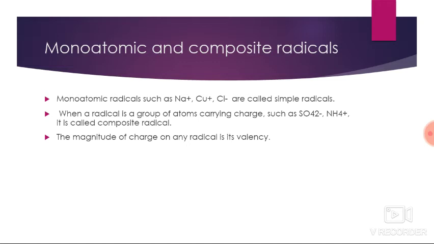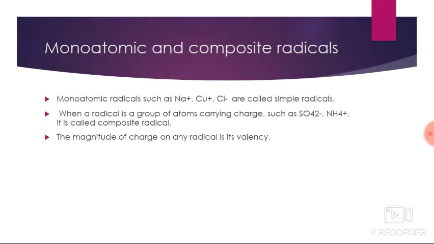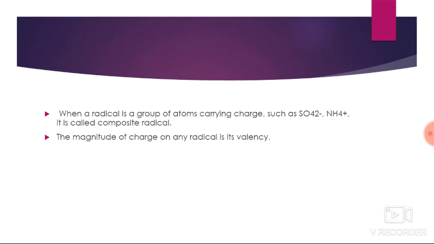But those which are having more than one element and different types of valencies, such as ammonium, NH4, nitrogen and hydrogen, it is a composite radical. It's not a monoatomic radical. So this was the difference between the composite and monoatomic radicals. Now let's go to the next topic.